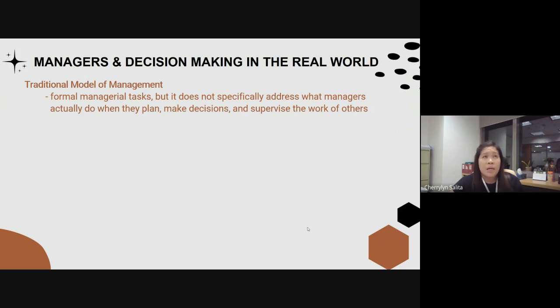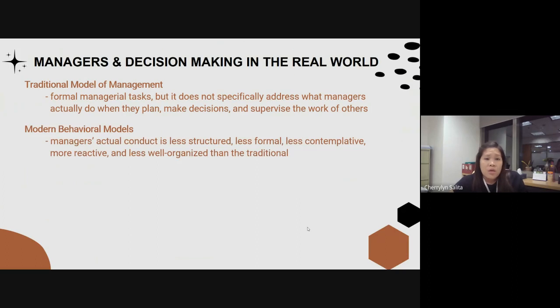So, in contradiction to the traditional model of management, marami kasing mga researchers and observers yung nagsulat tungkol sa managerial roles. So, meron silang ibang definition and ibang description dun sa mga managerial roles. So, on modern behavioral models, according to the researchers, managers' actual conduct is less structured daw. So, contradicting siya, di ba? So, the traditional, formal daw siya. Sa modern behavioral models, less formal, less contemplative, more reactive, and less well-organized than the traditional.